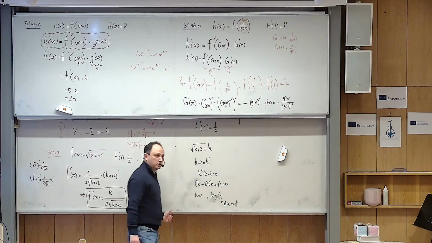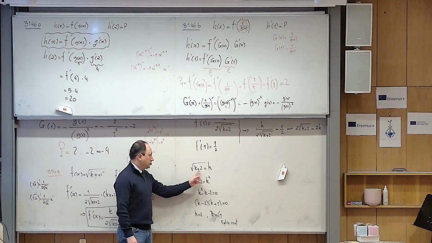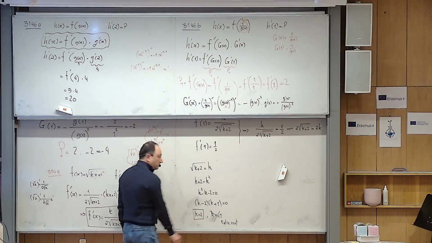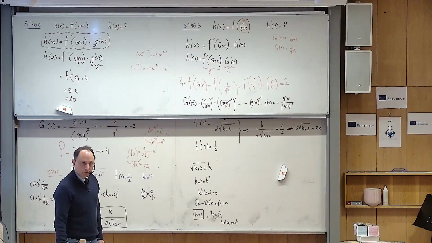This one is acceptable. If you go back here and replace k with 2, it becomes 4, the square root of 4 is 2, and 2 is equal to 2, so that's correct. So there is only one answer to this problem, not two answers. So it is important.